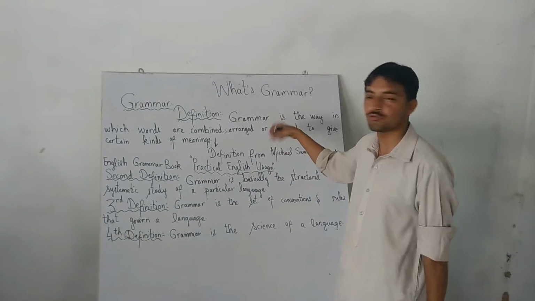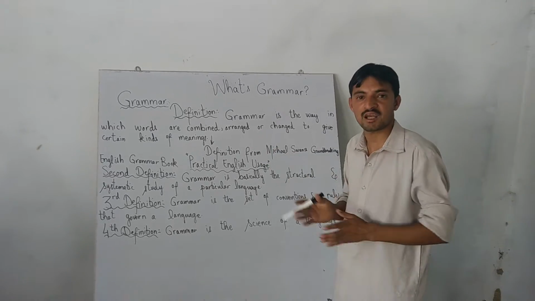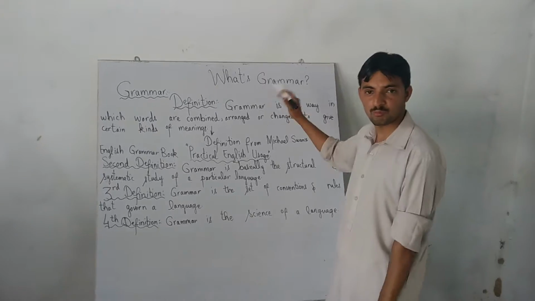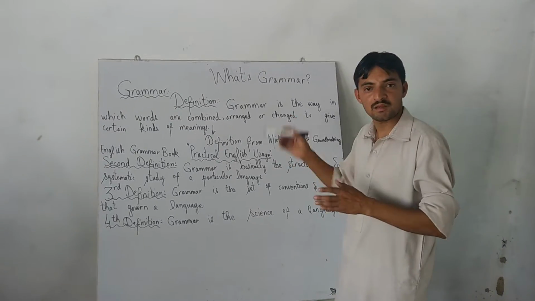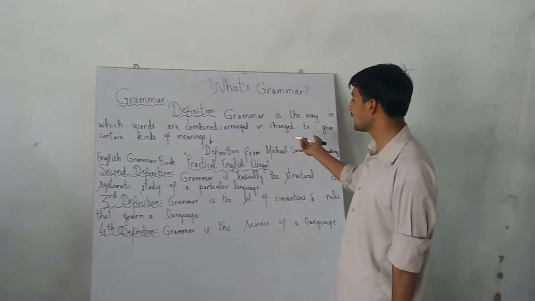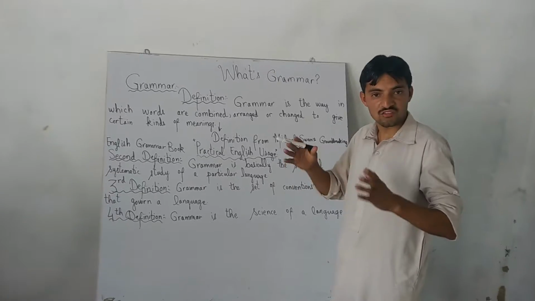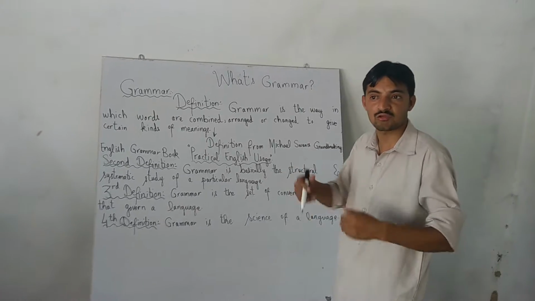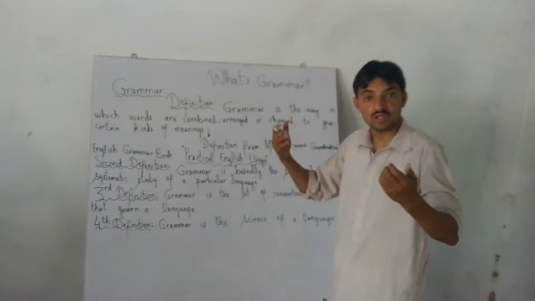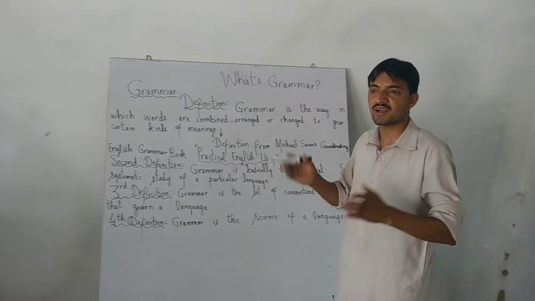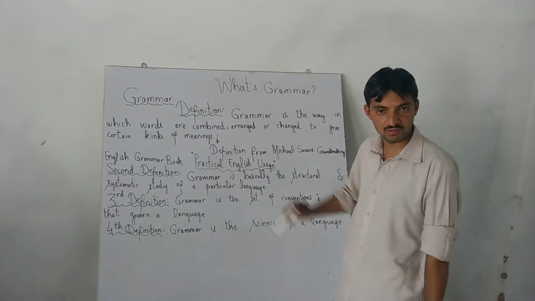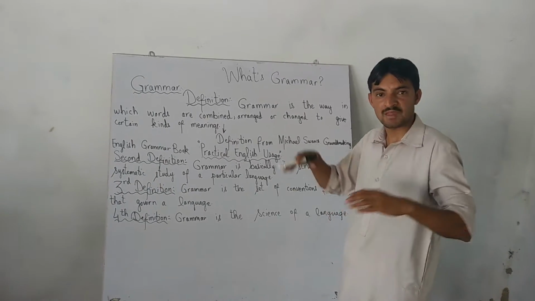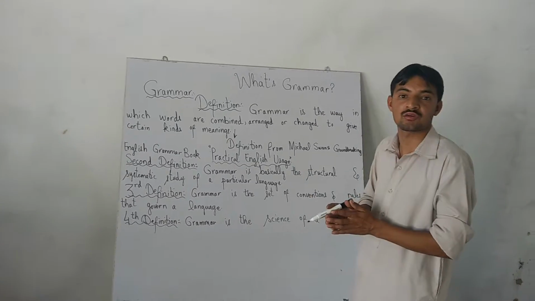That's why we have to follow different definitions by different writers and grammarians, and this is one of the most important definitions, given by Michael Swan. He says it is the way in which you can combine words, arrange words, and change different words in order to give certain kinds of meaning. It's a useful definition when it comes to understanding the philosophy and concept of grammar.